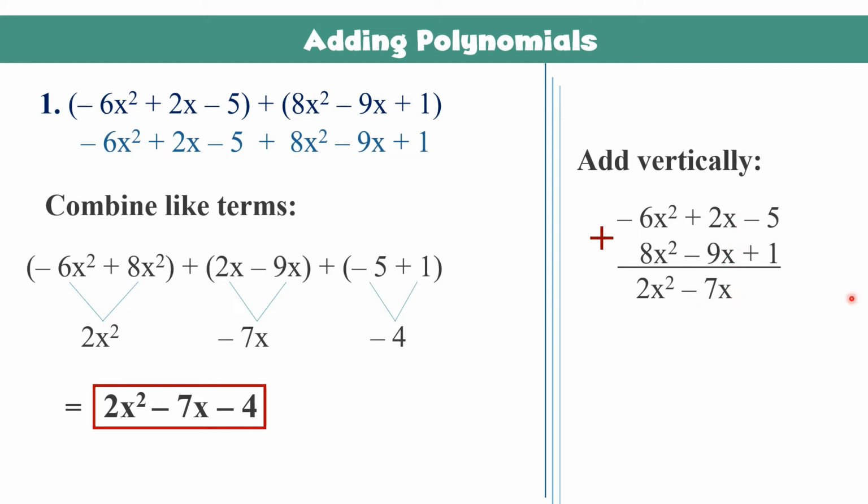And for the constant term, we have negative 5 plus 1. You will get negative 4. So, we obtained the same answer with this one. Whichever method is easier for you, you can use either of these two and it will give you the same answer.